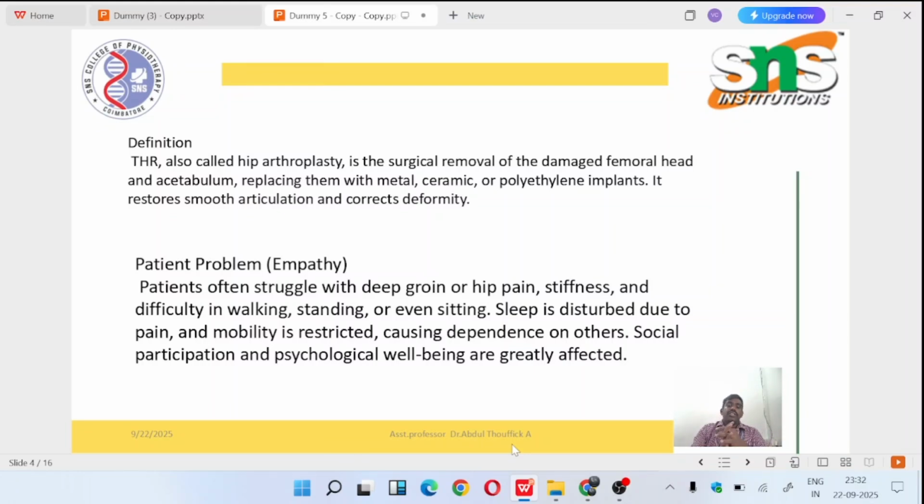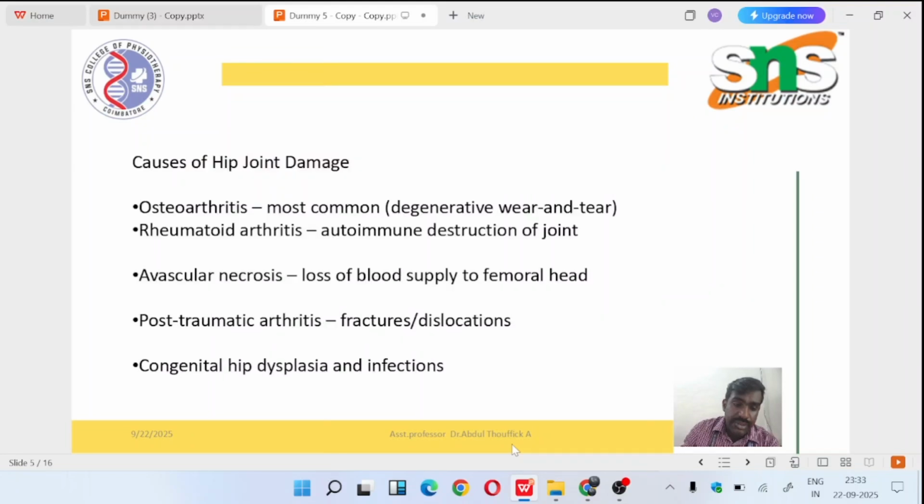But before we look at the procedure, let us empathize with the patient. They often live with deep groin or hip pain, stiffness, and difficulty in simple actions like walking or sitting. Even sleep becomes disturbed. Over time, this constant pain leads to dependence on others, loss of social participation, and emotional stress, which may be included for the patients indicated for THR.